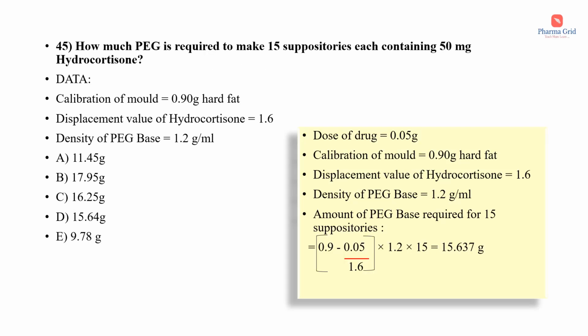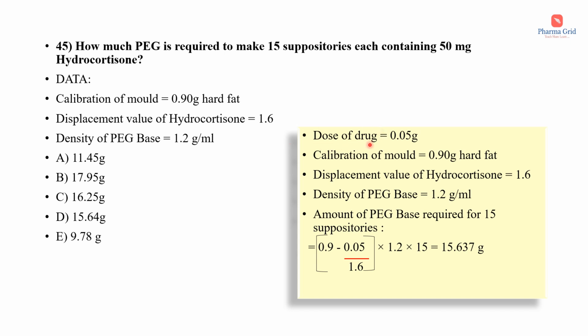Next one: how much PEG is required to make 15 suppositories each containing 50 milligram hydrocortisone? The data given include calibration of mold equal to 0.90 gram hard fat, displacement value of hydrocortisone equal to 1.6, and density of PEG base equal to 1.2 gram per ml. We can use the same formula to find the weight of the base: mold calibration minus drug dose in gram divided by displacement value, all multiplied by base density into number of suppositories.